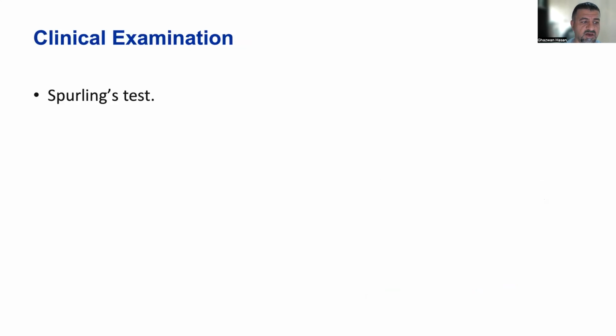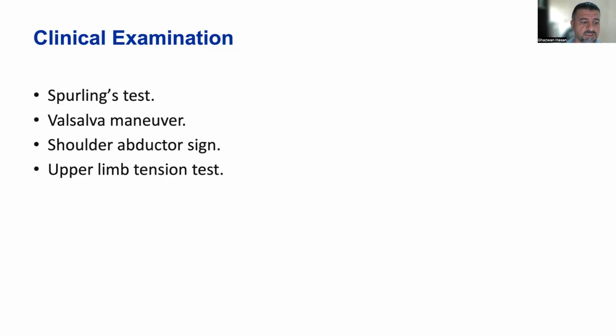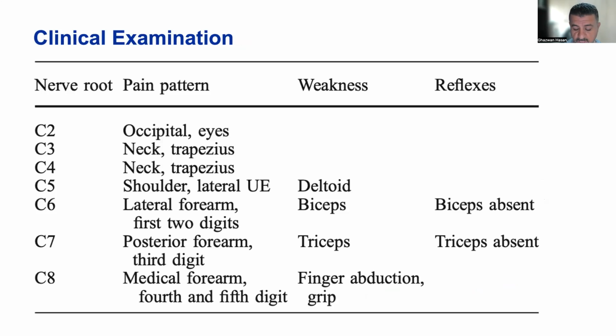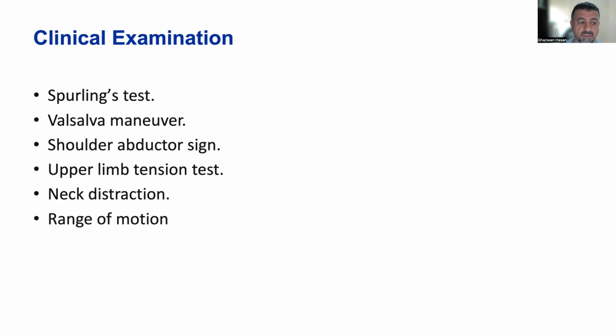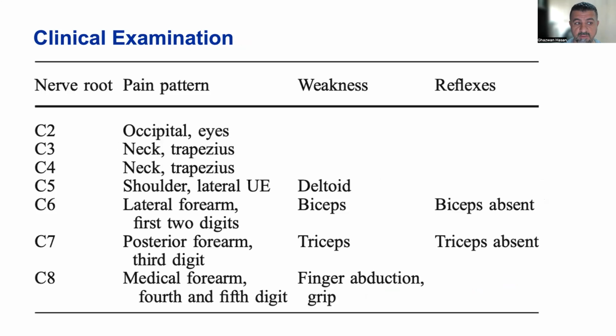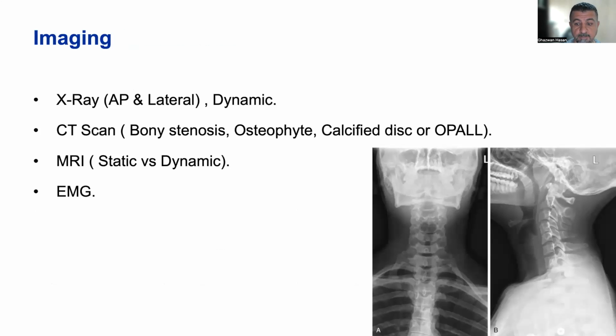For clinical examination, we have many tests: Spurling's test, Valsalva maneuver, shoulder abduction, upper limb tension test, neck distraction, and range of motion. These are all signs that could be present in a patient presenting with cervical radiculopathy. And these are the reflexes and muscles involved according to the cervical dermatome, and I know that all of you know it.